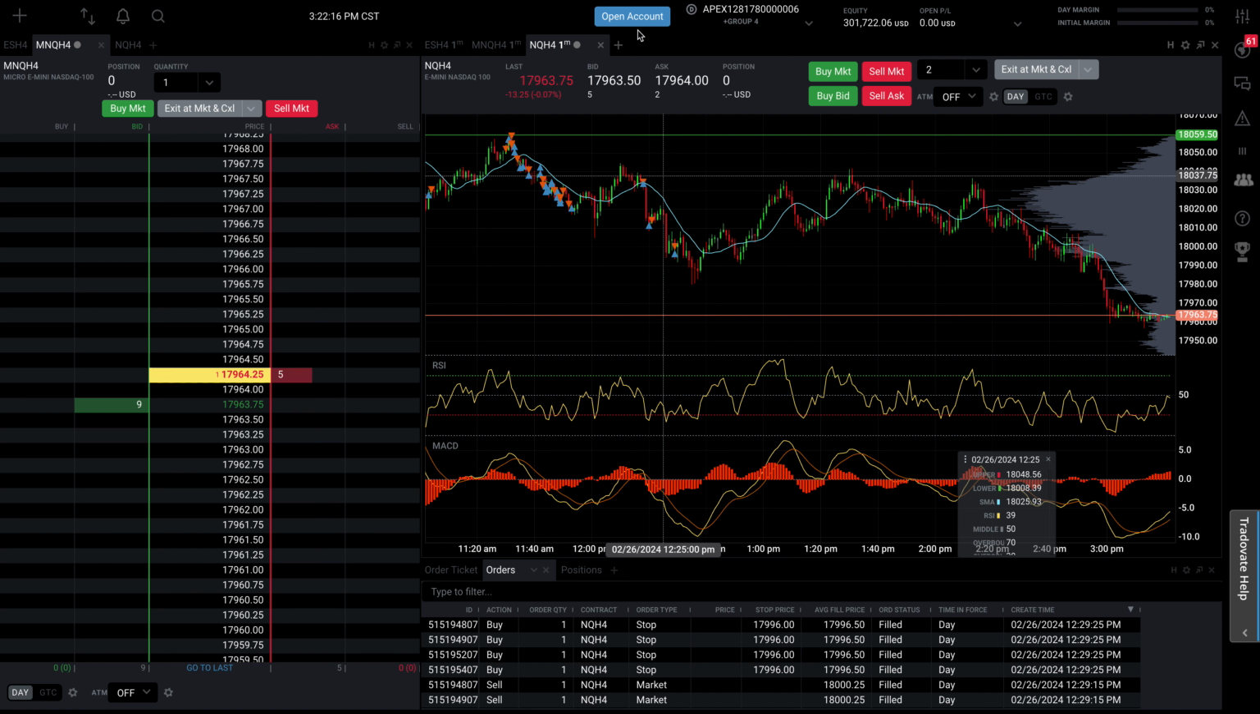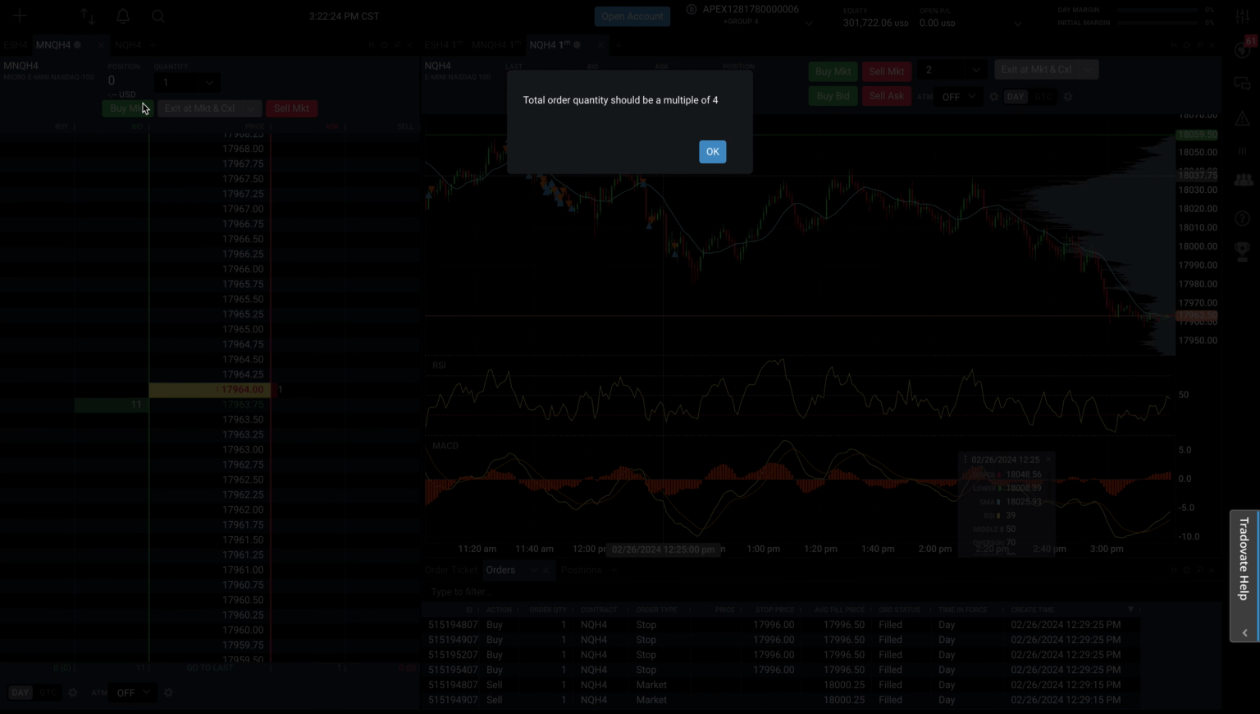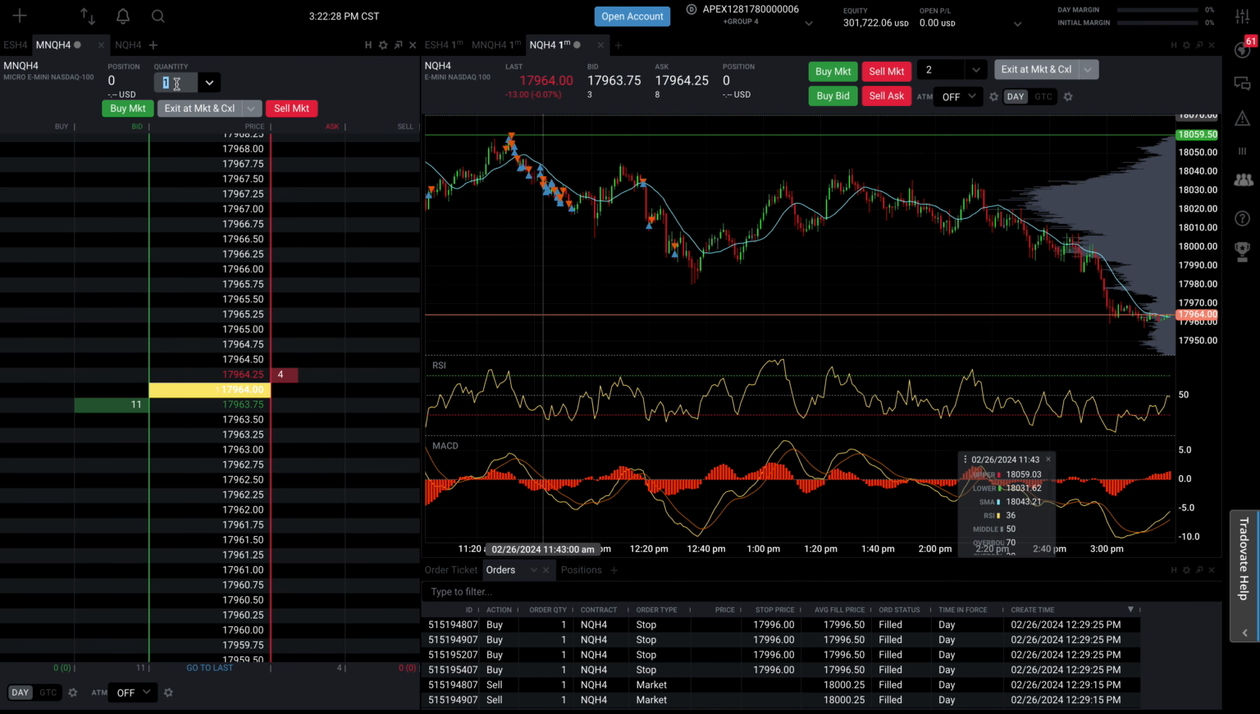So here, for example, since I am using a grouped account, it won't let me. The market is live right now, so if I try to do one, it won't let me. It says I need to do multiples of 4 because I've grouped the account. So I have to do 4. Right now, MNQ, if I want to do buy, it just means that I think the market's going to go up. If I do sell, it means it's going to go down. And that's that.